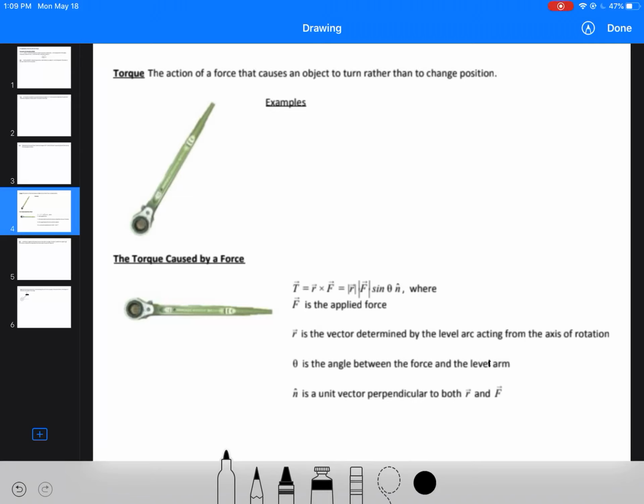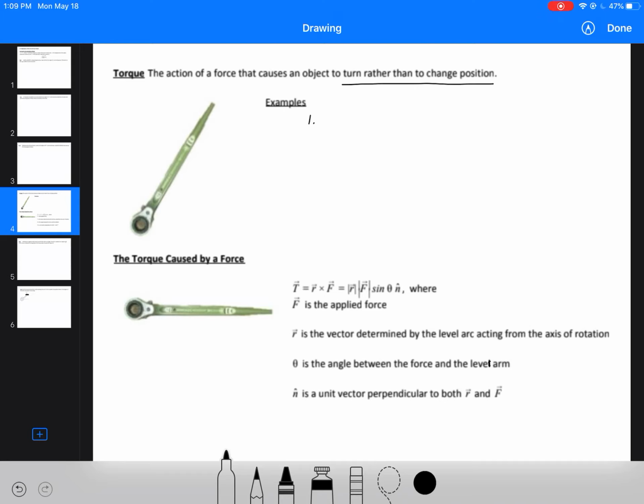In this video, I'm going to continue on with some applications of the cross product. One of the big examples or applications of the cross product is torque. And torque is the action of a force that causes an object to turn rather than change position.